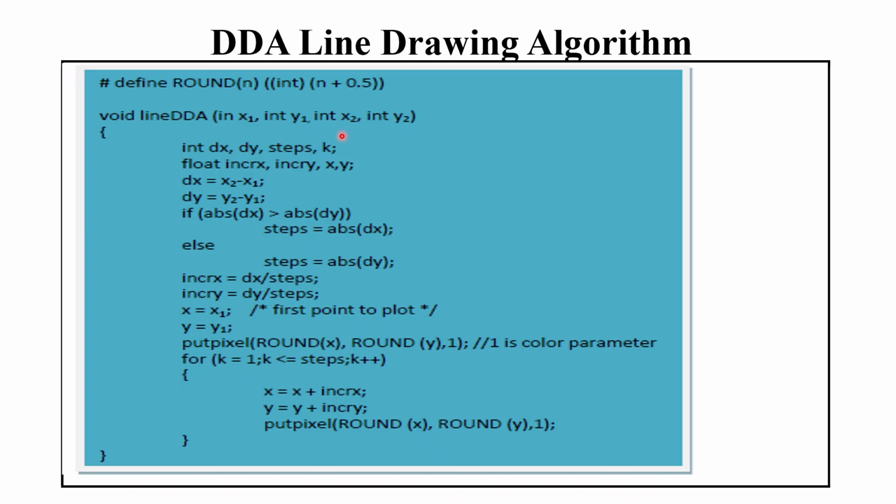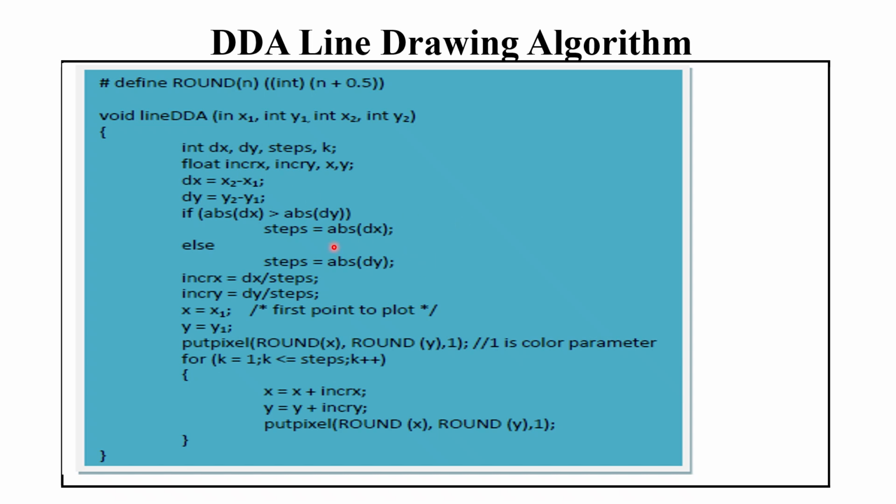So, how to calculate this del x? Second point of x minus the first point of x, that is x2 minus x1. dy is calculated with y2 minus y1. Then whichever is greater, either dx or dy, that will be assigned to steps. We need to take only the absolute values. You need not worry about the signs, positive or negative signs. You have to consider only the absolute values of dx and dy.